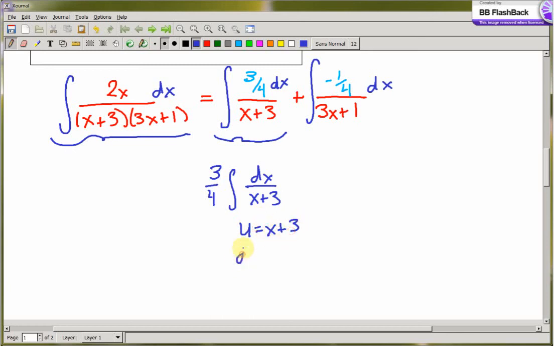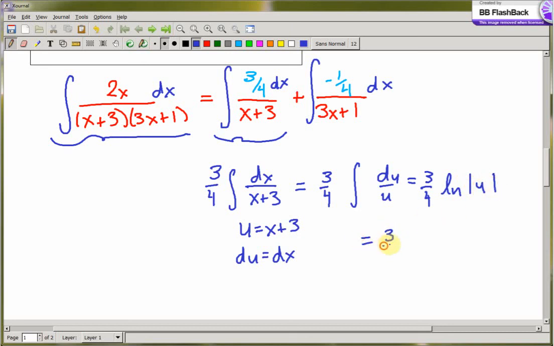So let's do that, and now du is equal to dx. The integral that we have to solve is 3/4, and now this becomes du over u, and so we get 3/4 times natural log of the absolute value of u. Going back to x, this is 3/4 times natural log of the absolute value of x plus 3. Plus c, but we'll wait until the end to do that part. So let me push this down and deal with the other one.